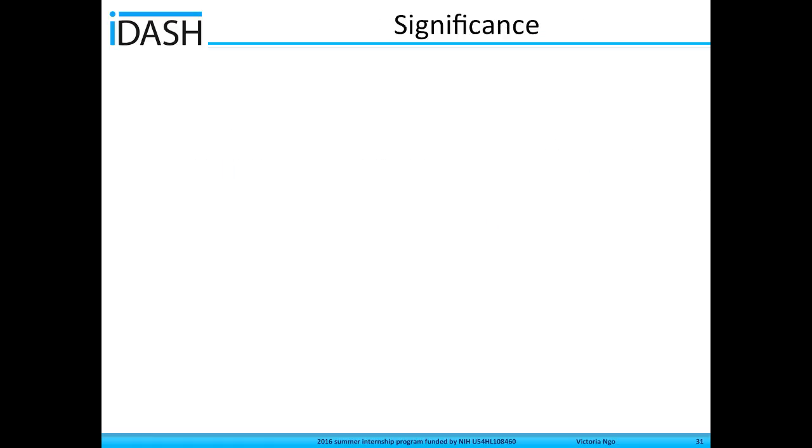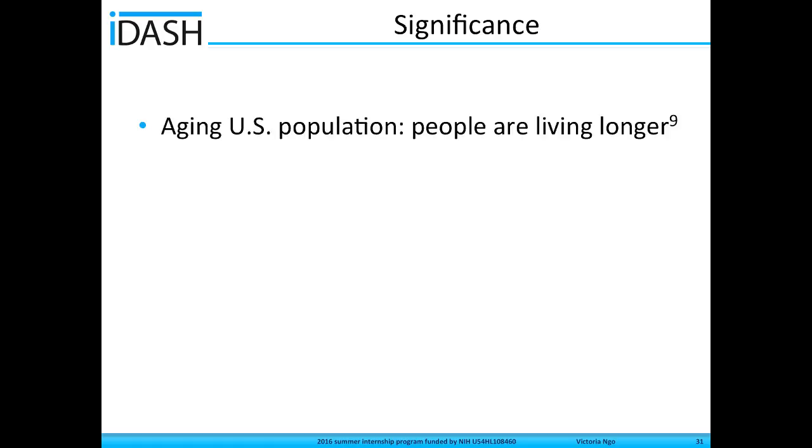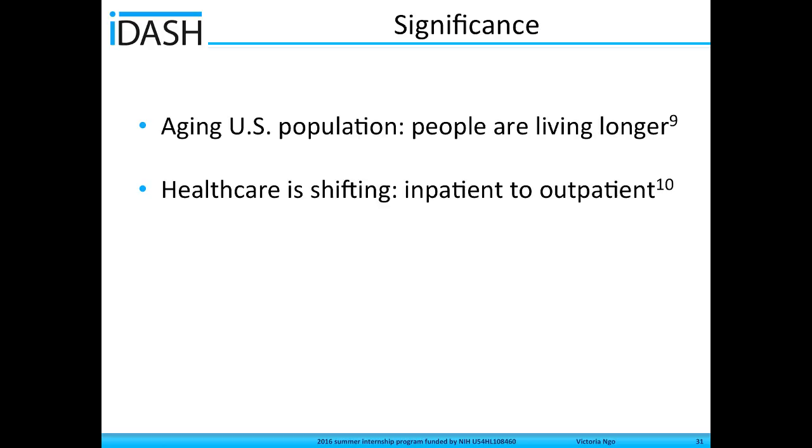So the significance of this particular summer was really to see how I can actually learn from everybody here and then actually apply it. So the reality is that we have an aging population in the US, right? So people are living longer. What are we going to do about this? And also healthcare is shifting from the inpatient to the outpatient setting. And what that means is there's more need and more requirements for providing better community care.